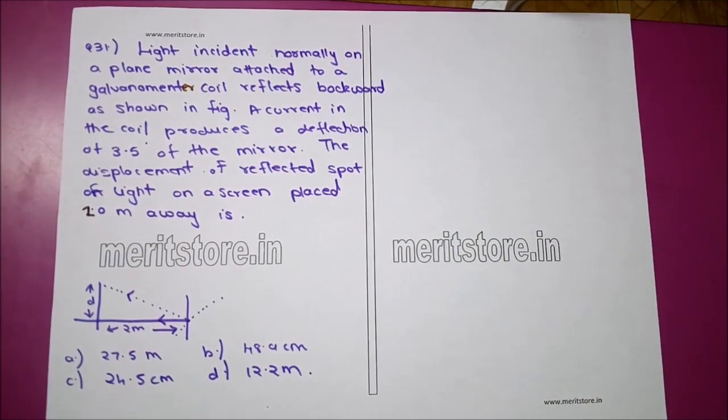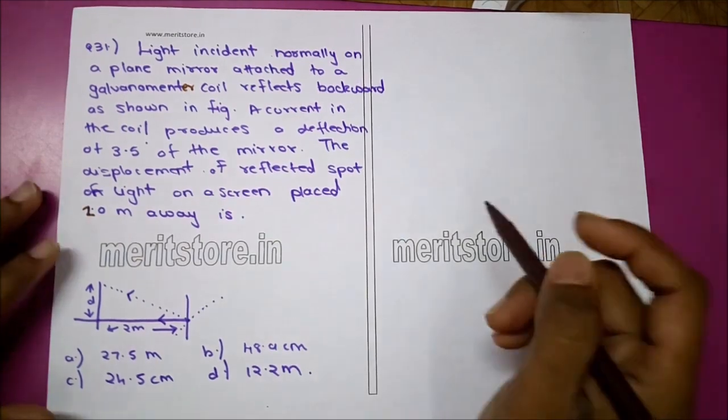Light incident normally on a plane mirror attached to a galvanometer coil reflects backward as shown in the figure. A current in the coil produces a deflection of 3.5 degrees of the mirror. The displacement of the reflected spot of light on a screen placed 2 meters away is? The options given are 27.5 meters, 48.9 centimeters, 24.5 centimeters and 12.2 meters.